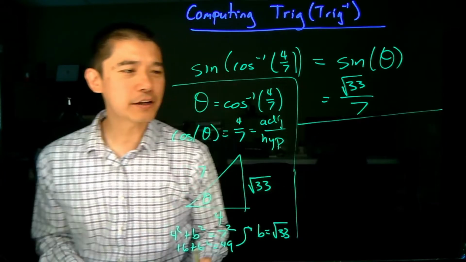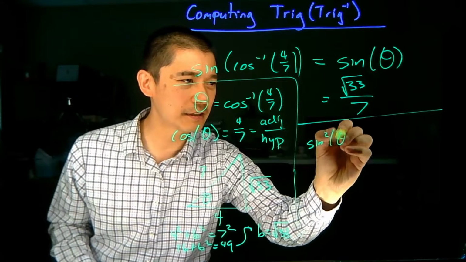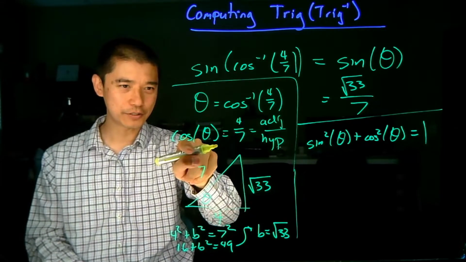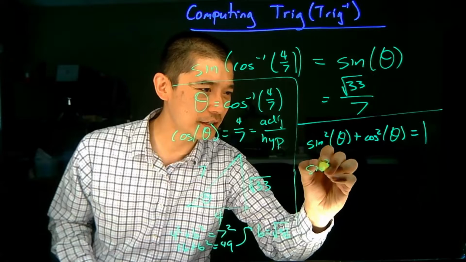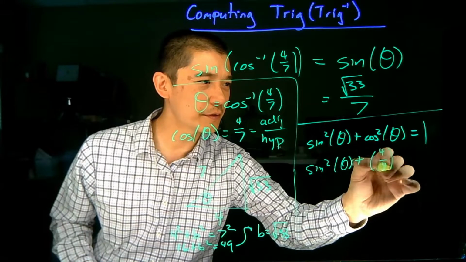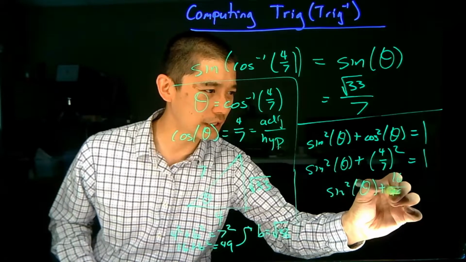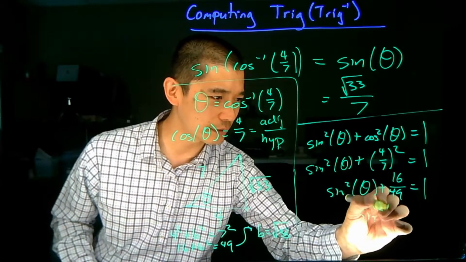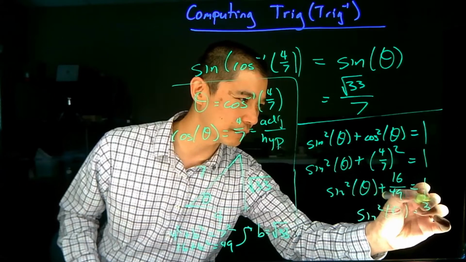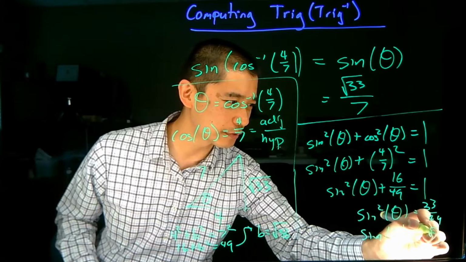If you wanted to do the algebraic approach, what you would do is go back to one of the Pythagorean identities. In this case, sine squared theta plus cosine squared theta is equal to 1. We have our cosine theta. It's 4/7, so we can plug that in. Sine squared theta plus 4/7 squared is equal to 1. Sine squared theta plus 16 over 49 is equal to 1. We subtract, and sine squared theta is equal to 49 over 49 minus 16 over 49, which is 33 over 49. Sine of theta is equal to the square root of 33 over 7.